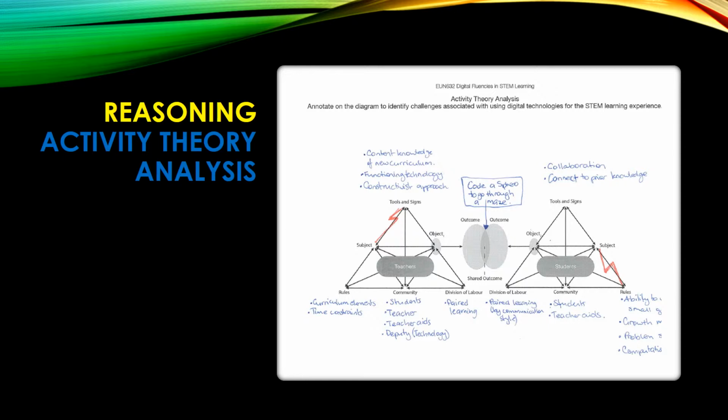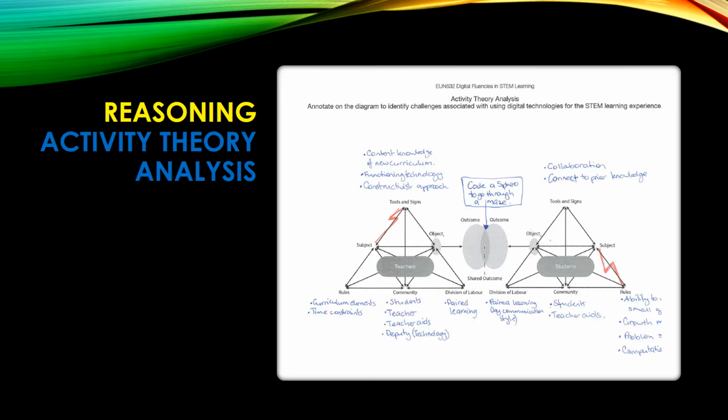Regarding the activity set of the student, the tools and signs that need to be considered include using a collaborative learning process and connecting to prior knowledge. The rules that need to be considered are the student's ability to work in small groups, having a growth mindset, problem-solving skills, and ability to engage with computational thinking strategies. The community aspect only includes students and teacher aides. The teacher at this point doesn't have a lot of influence on the student's learning, as it's assimilating previously learnt knowledge in a novel situation.